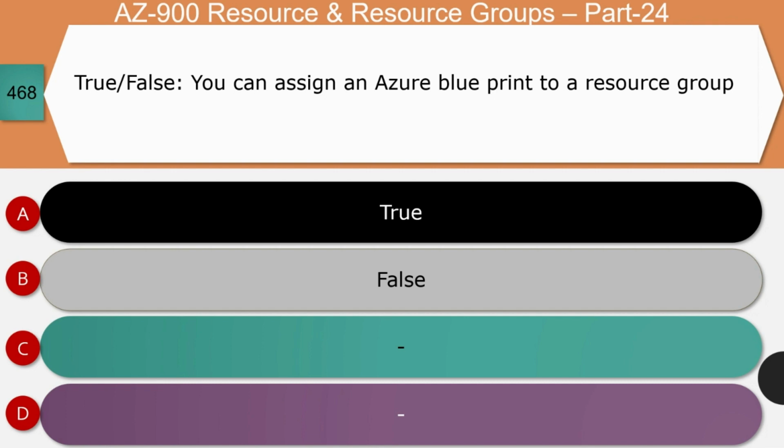Next question, true or false? You can assign an Azure blueprint to the resource group. That's a reverse way. So the right answer for this question is option B, that is false. Let's see the reason. It's the other way. That is, Azure resource group or ARM template shall be assigned to Azure blueprint, and not this way as stated in the question.